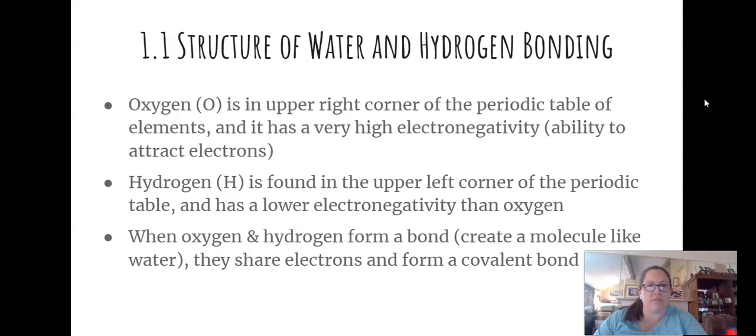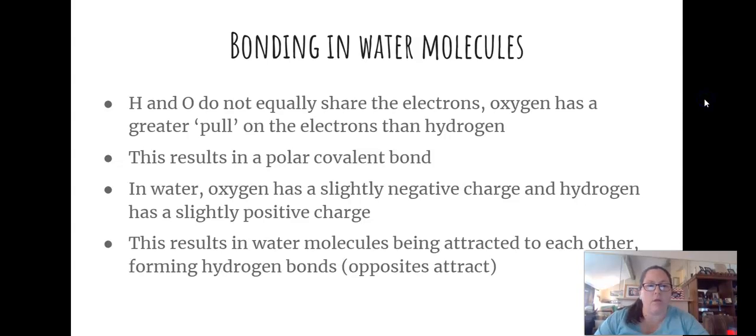So due to those differences in electronegativity, which is just the ability to attract electrons, oxygen is actually going to kind of be greedy and grab those electrons towards itself. And so when hydrogen and oxygen make a bond and they're sharing electrons, or making a covalent bond, they actually end up making a polar covalent bond. And so that just means that the charges are not shared equally, and one is slightly negative and the other one is slightly positive.